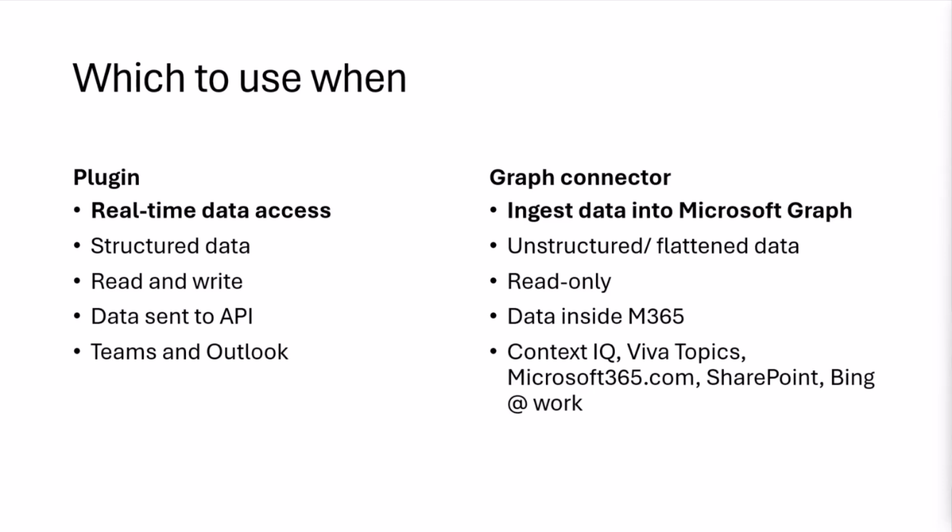With a Graph connector, it's slightly different. This is ingesting your company data into Microsoft Graph, so it's part of the semantic index. It's part of the knowledge of Copilot, and you're bringing that data in, which is more relevant to unstructured and flattened data, and also data that is read-only as well. But today we're focusing purely on the left-hand side. We're focusing on Copilot plugins.